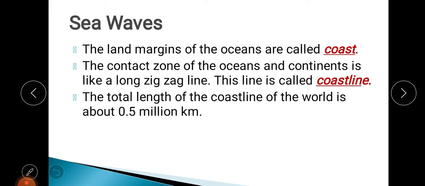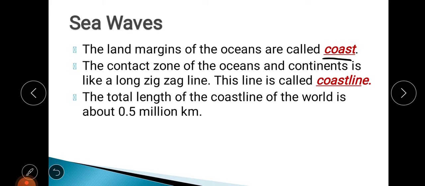Sea waves mainly occur in the areas nearby the seas or oceans, that we call the coast. So what are coasts? The land margins of oceans are called coasts. That means the land areas which are located very close to the sea or ocean.